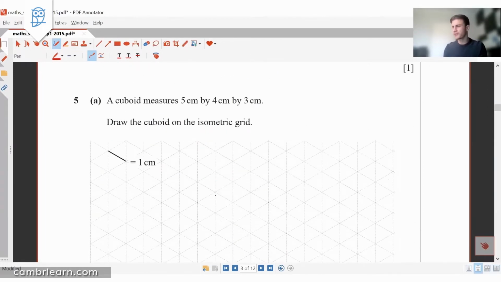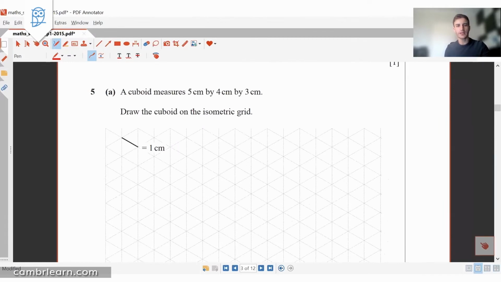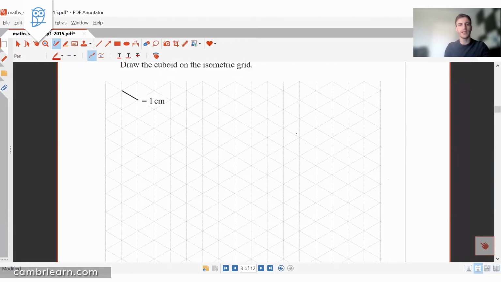Right, question 5. So I'm trying to move quickly through these questions. We have to get through both papers. Okay, question 5a. A cuboid measures 5 centimeter by 4 centimeter by 3 centimeter. For the cuboid on the isometric grid. Okay, so very simple. They give me the length, they give me the width and the height. And I just need to draw it. I need to draw this 3D shape.